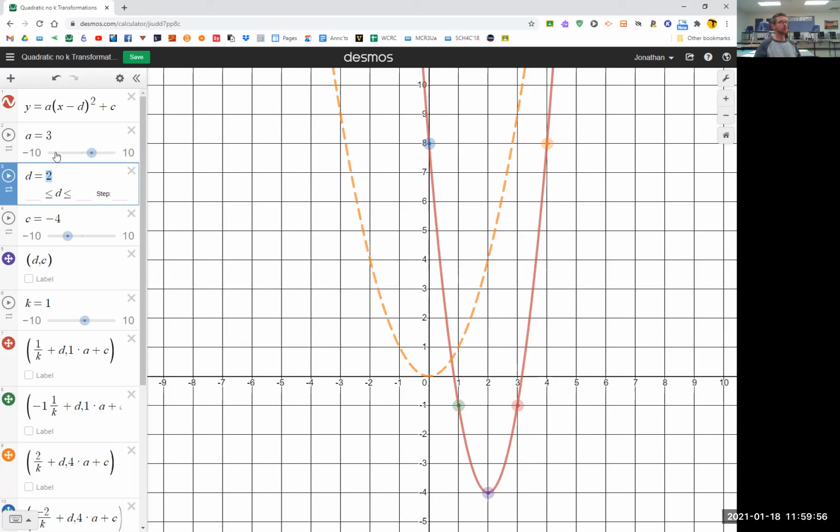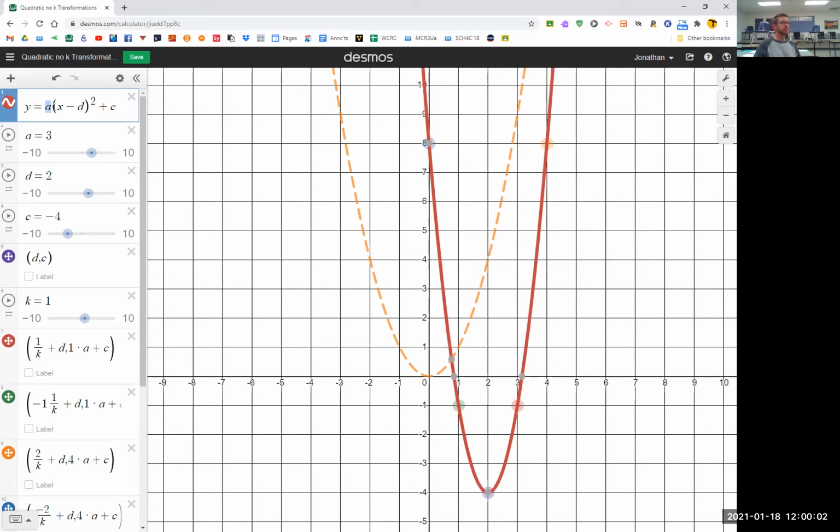So I want you to look again: when A is 3, there's a 3 here, a 2 here and a -4 here. This thing gets a little skinnier, it moves to the right and it moves down. And I think most of you can recognize which number tells you how much of which thing is happening.